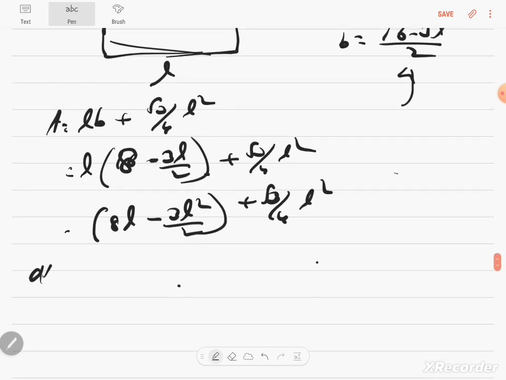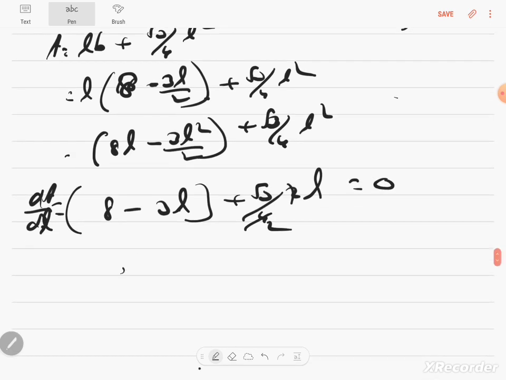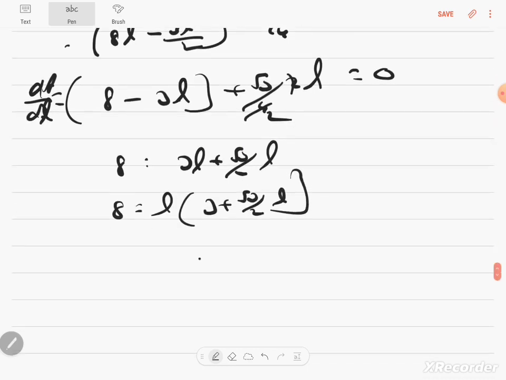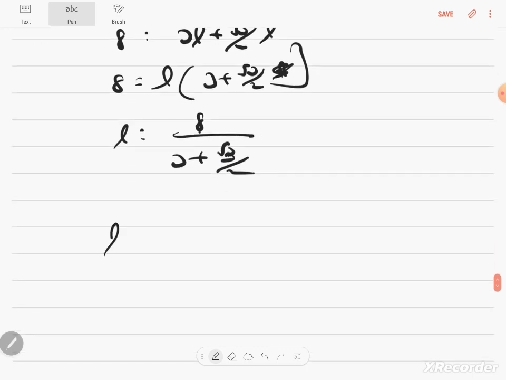And differentiating, dA by dL will be equal to 8 minus 2 and 2 will get cancelled, 3L because 2L, 6L by 2 is 3L, plus root 3 by 4 into 2L is equal to 0. So then 8 is equal to 3L plus root 3 by 2L. 8 is equal to L into 3 plus root 3 by 2 into L. So L therefore is 8 by 3 plus root 3 by 2. You can take LCM. It will be 6 plus root 3 in the denominator.